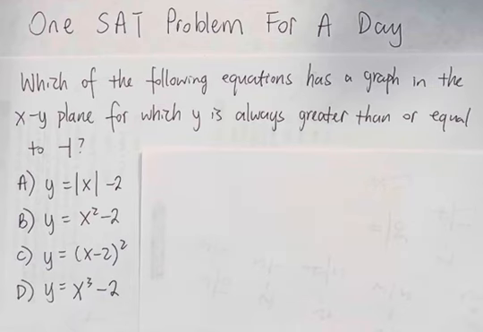And for choice D, y is equal to x cubed minus 2. There are a lot of possibilities here, because x cubed can be negative, 0, or positive. If it's negative, then a negative plus a negative will be an even bigger negative, which is also not a possibility here. So the only answer for this will be choice C.